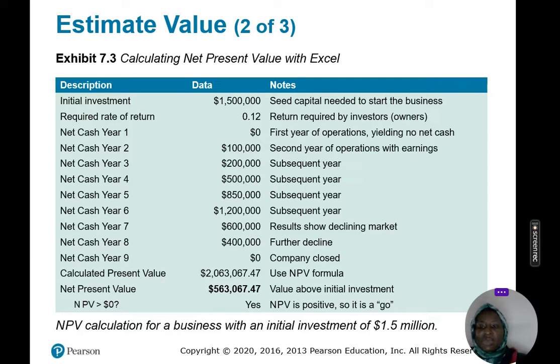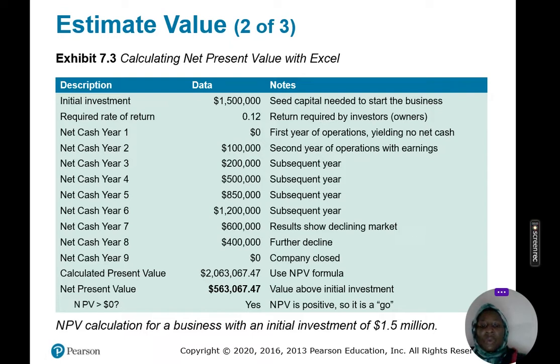The initial investment is 1.5 million, and because NPV is calculated on the required rate of return, it's 0.12. For the net cash flow, in the first year they made nothing, and at year 2 they made 100,000, then 200,000 in the subsequent years. If you look at year 7, there was depreciation, a decline in the market. This could be for different reasons: a change of taste, style, and many other possible reasons. Then at year 8 there was still further decline, and in year 9 the company closed down.